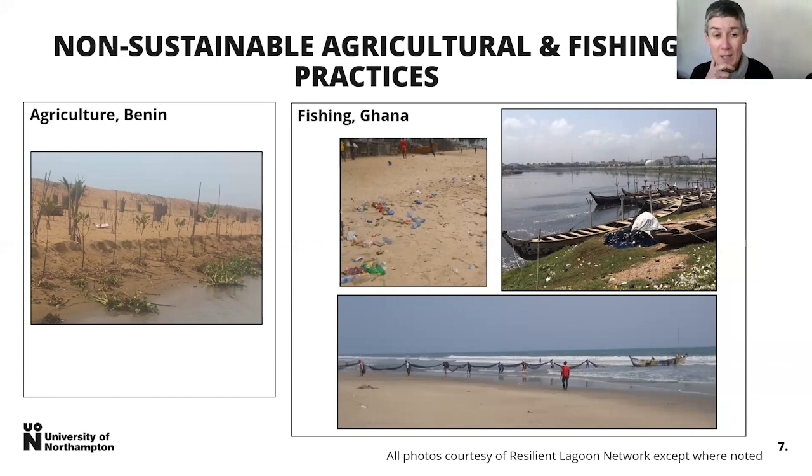The picture of the plastics is interesting because what we're also seeing is those hard plastics are actually being brought up in the fishing catch, and then they're left on the beach. So they're exacerbating that waste management problem and just making it worse.